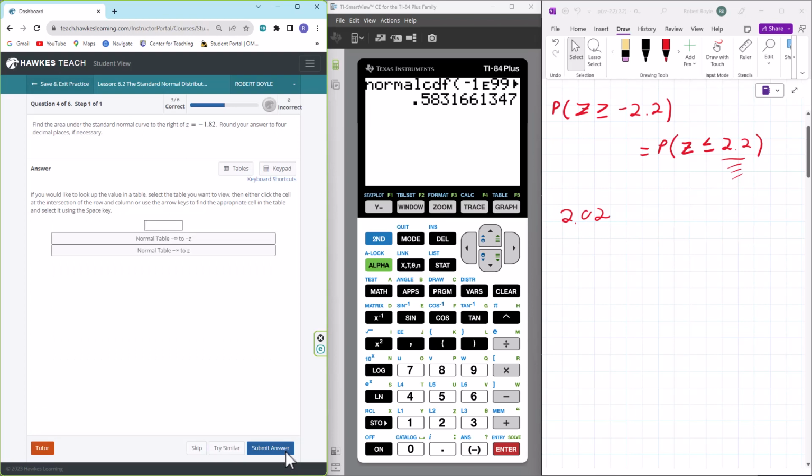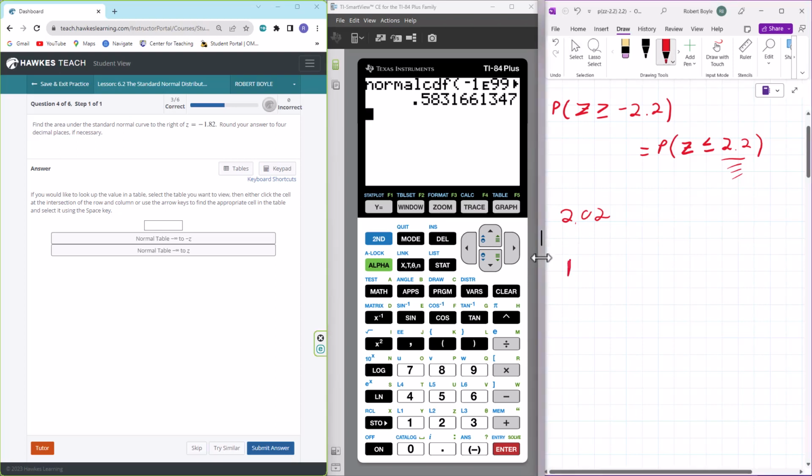All right, question 4, the exact same problem. Area to the right of z equals negative 1.82. So we're going to, once again, take advantage of the symmetry of the standard normal and recognize that the probability that z is greater than or equal to negative 1.82 is the same as the probability that z is less than or equal to positive 1.82. Well, actually, we're going to go ahead and use our calculator.